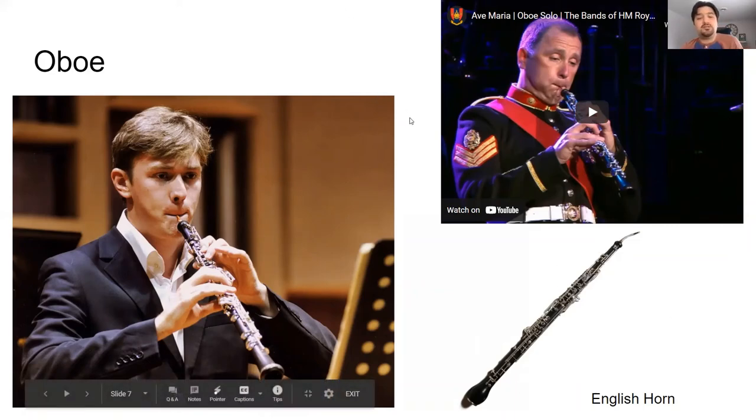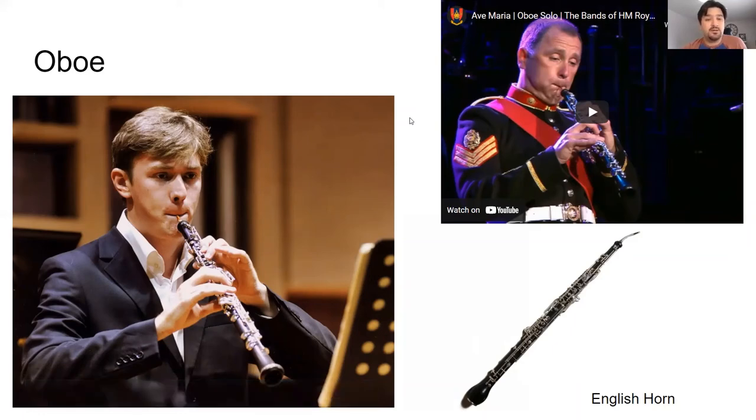Now the oboe and the English horn, those ones you probably won't see unless you get to high school and play in band there, but if you really want to, maybe you start playing on the clarinet and you get really good at it, then you can switch to the oboe. Now these ones, they use the same keys, and the oboe is actually about the same size as a clarinet, maybe a little bit smaller, but the English horn is a little bit bigger. But as you can hear, they have a different sound. It's really high up there.